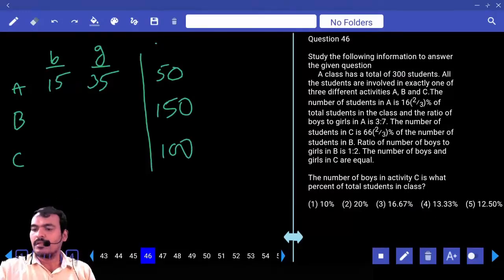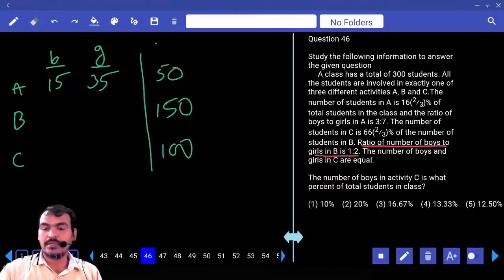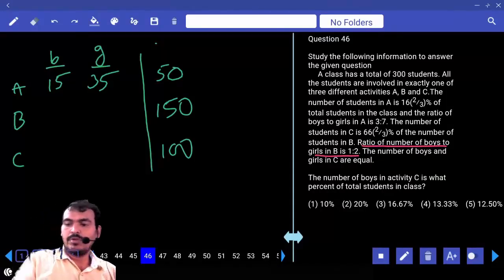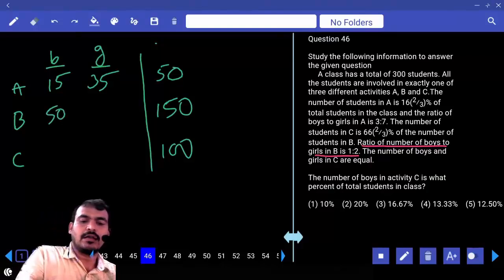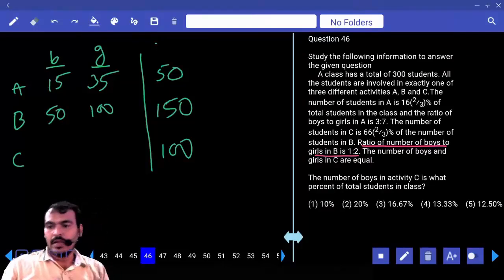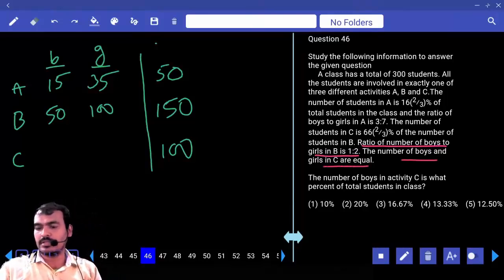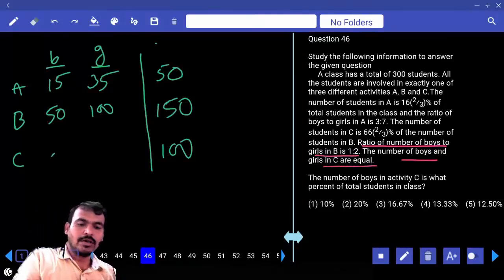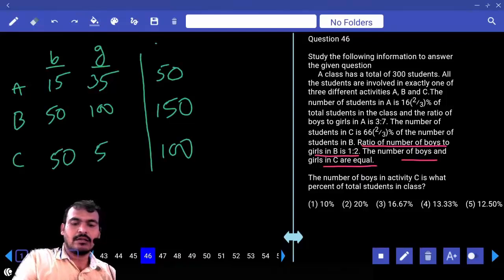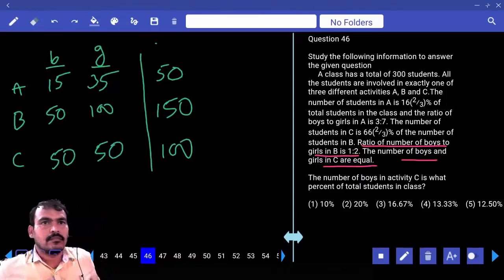Next. The ratio of the number of boys to girls in B is 1:2. So boys are 50, girls are 100. Next, the number of boys and girls in C are equal. Boys are 50, girls are 50. Clear?